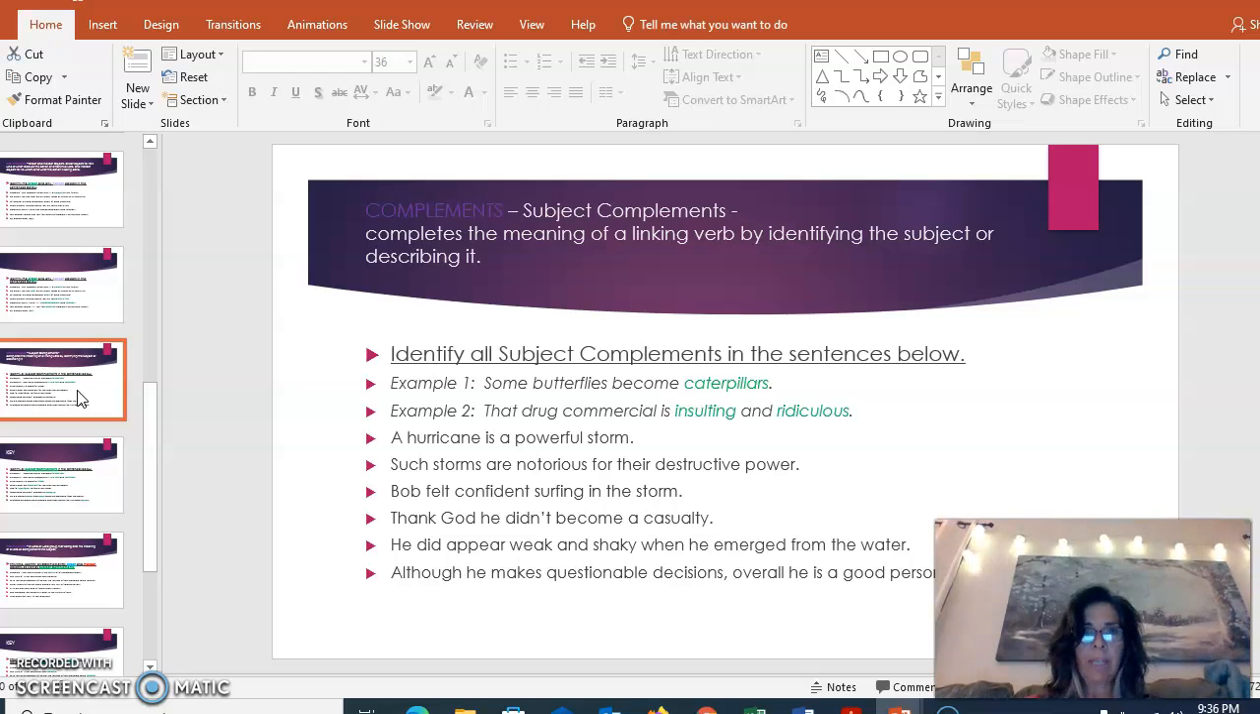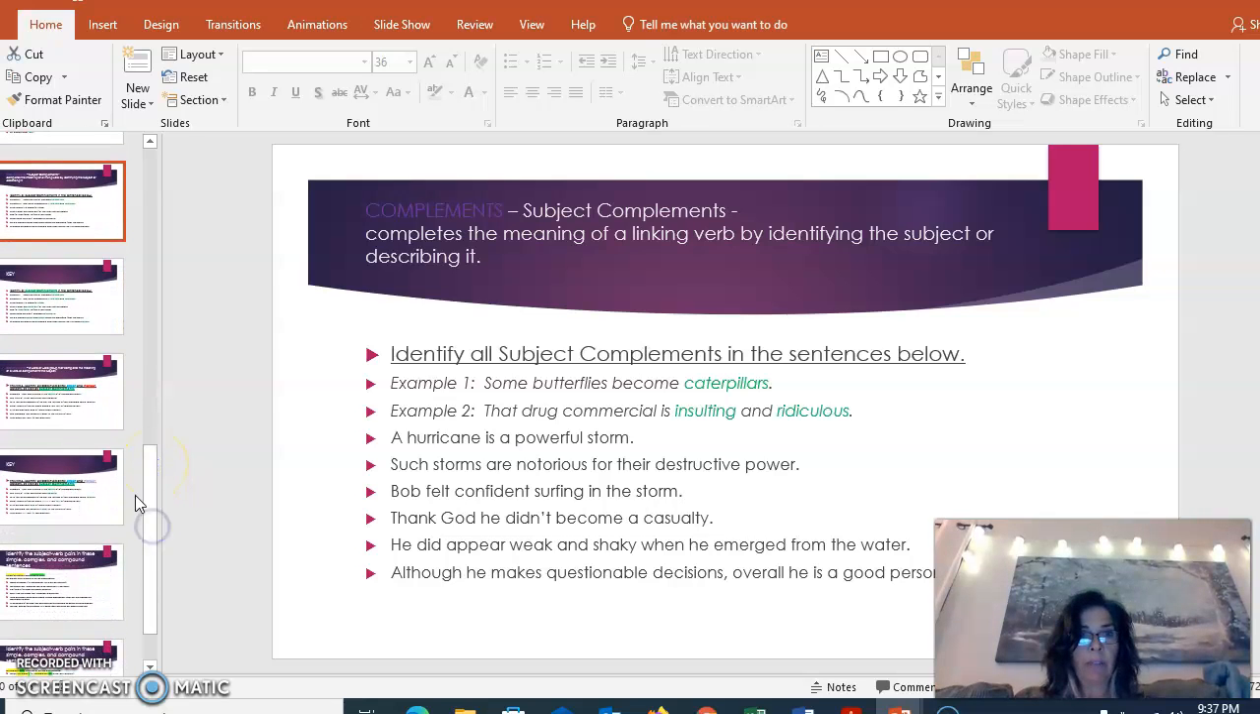Some butterflies become caterpillars, so caterpillars is linked to butterflies by the linking verb become. That drug commercial is insulting and ridiculous. These two words are adjectives that describe the commercial, linked by this linking verb. So go ahead and figure out the rest and then check it with the following answer key.